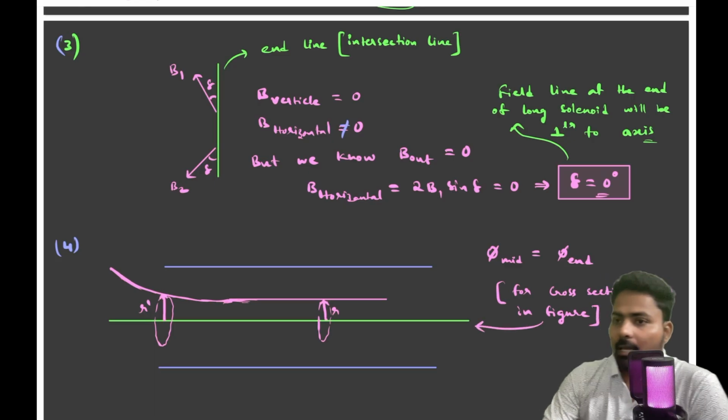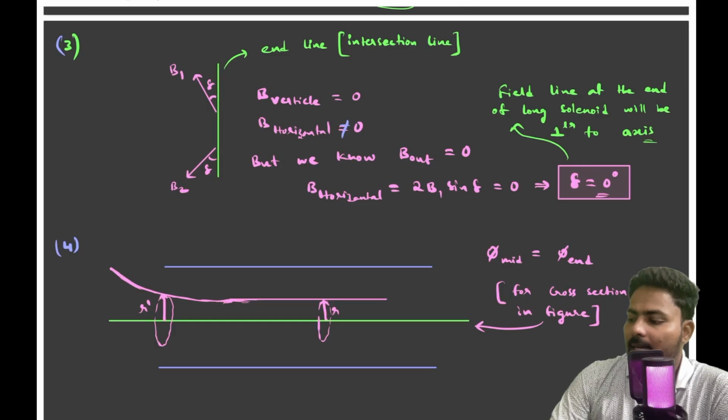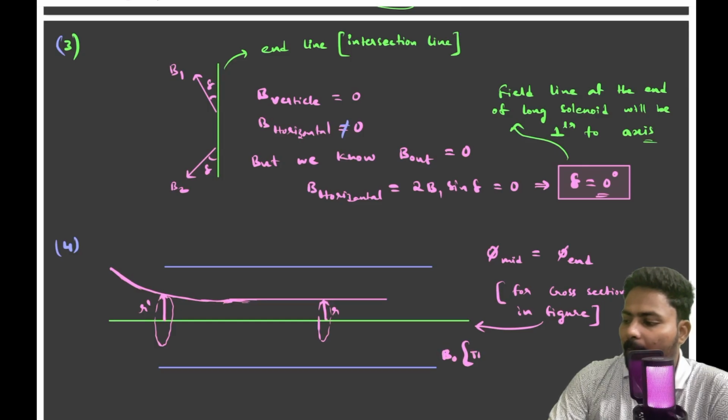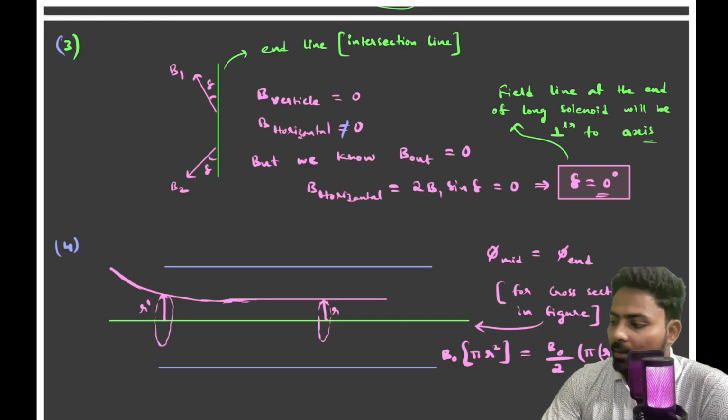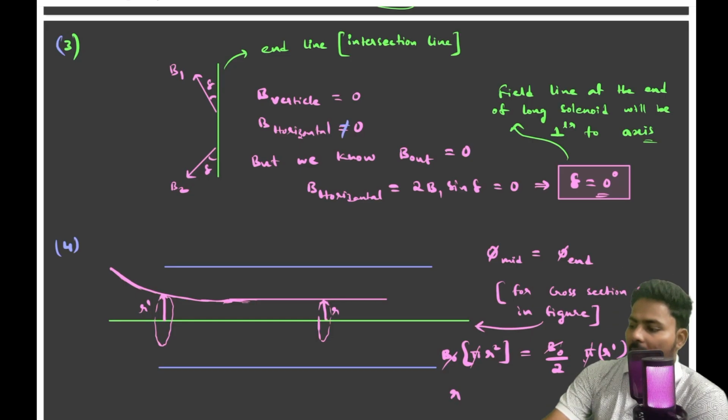So when I equate these two fluxes, at the center it is B naught into pi r square, and at the end we need to write B horizontal, which we have already derived, so B naught by 2 into pi r dash square. Here you can clearly see the pi will get cancelled, B naught will get cancelled. So this r dash will become root 2 times r.